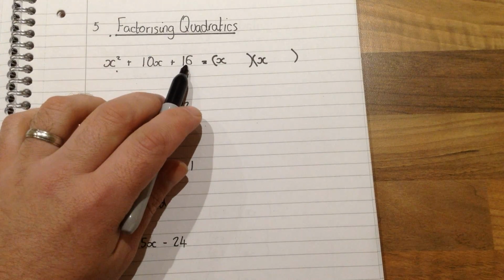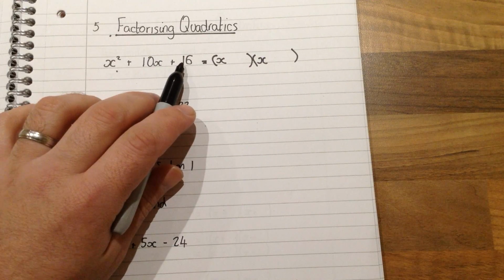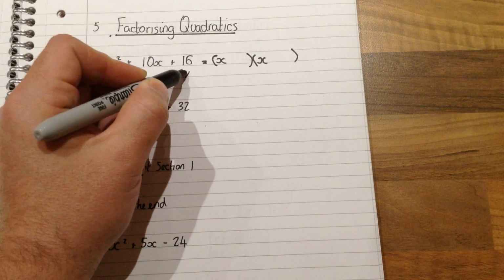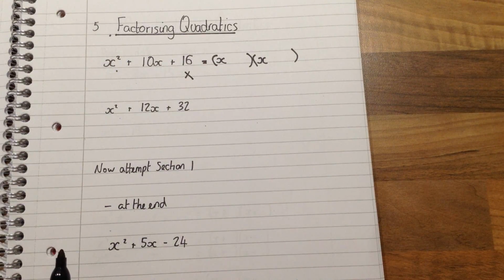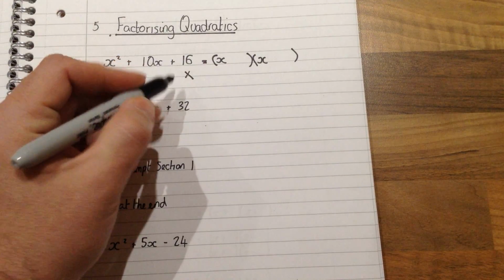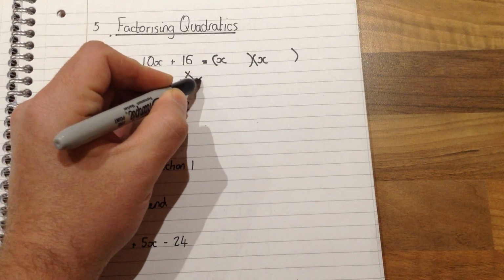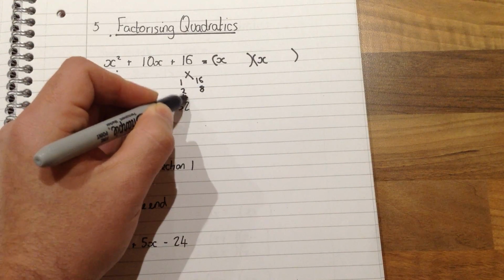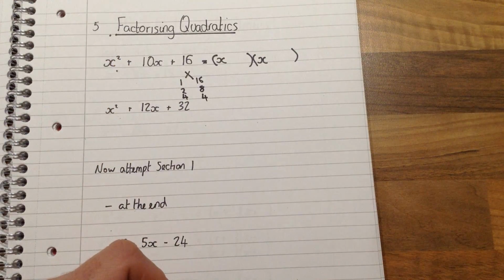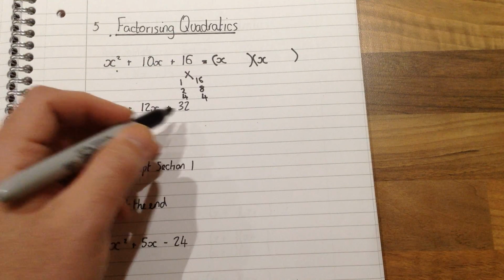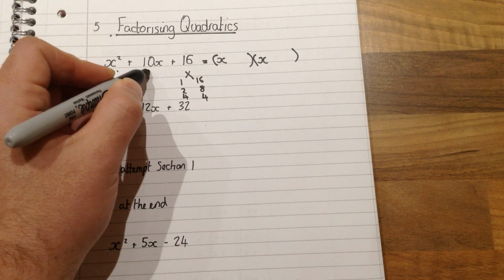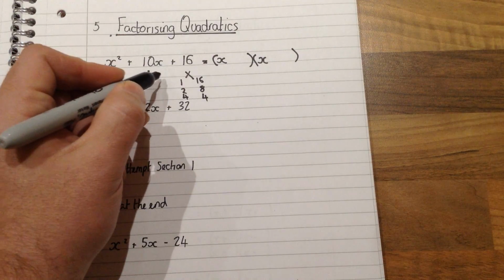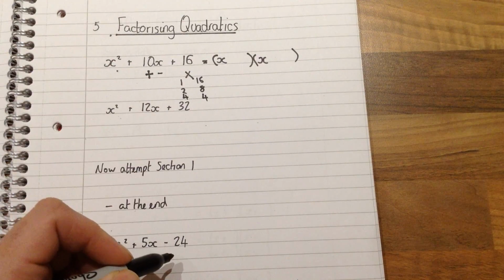To work out what numbers go into the brackets to get these two parts, we need two numbers that multiply together to give us 16. So our options here are 1 and 16, 2 and 8, and then 4 and 4. The one that we select is the pair of numbers that combine either by adding or subtracting to make 10. So we can either use adding or subtracting for that.